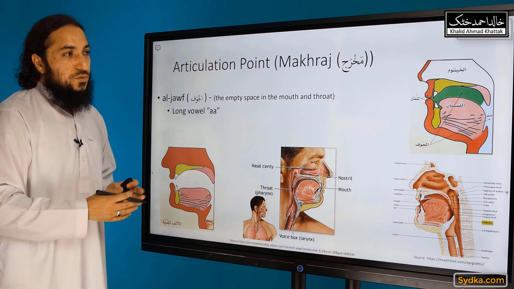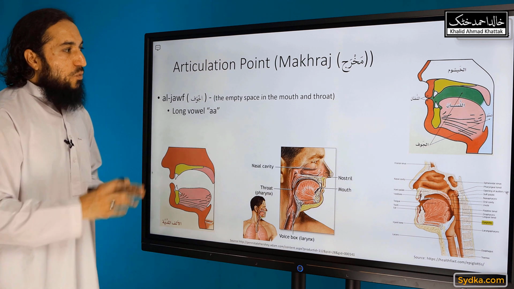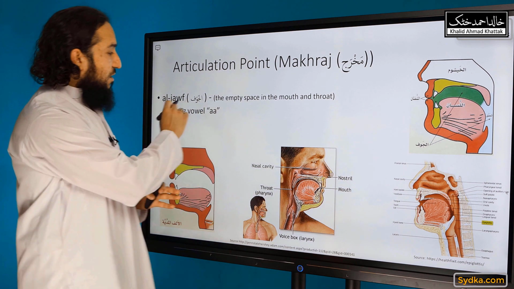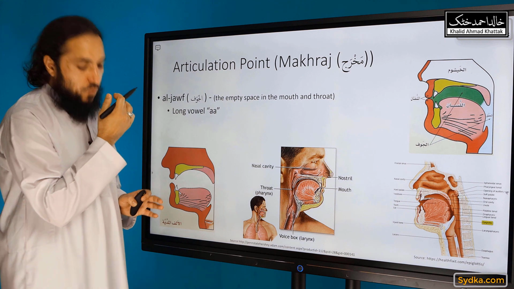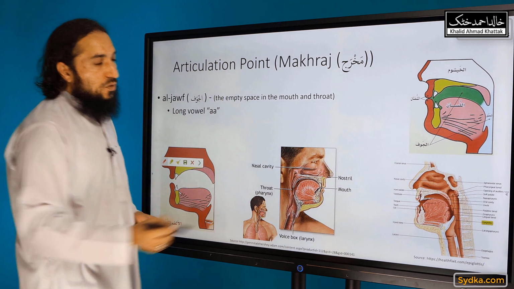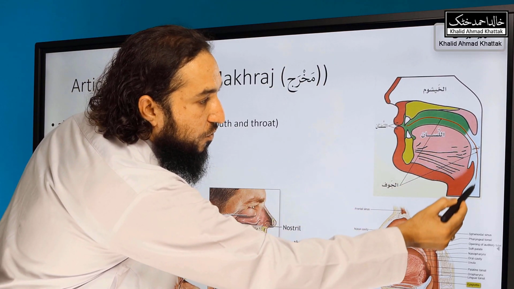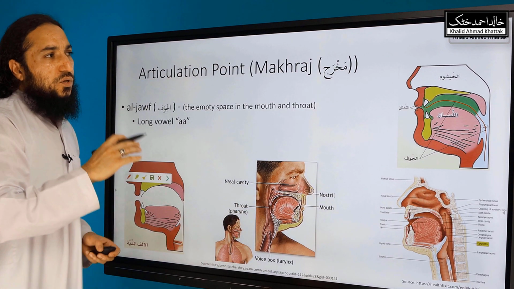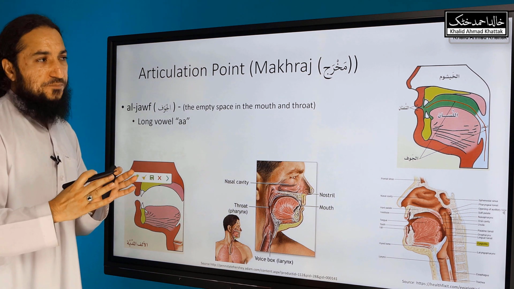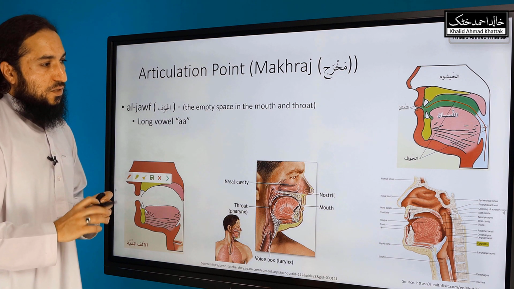Alif has multiple uses, and one is when it is used as a long vowel. When it is used as a long vowel, its articulation point is al-jawf. That's the empty space in the mouth and the throat. The mouth and the throat don't touch when we pronounce it. It's the empty space that's the main cause of it.